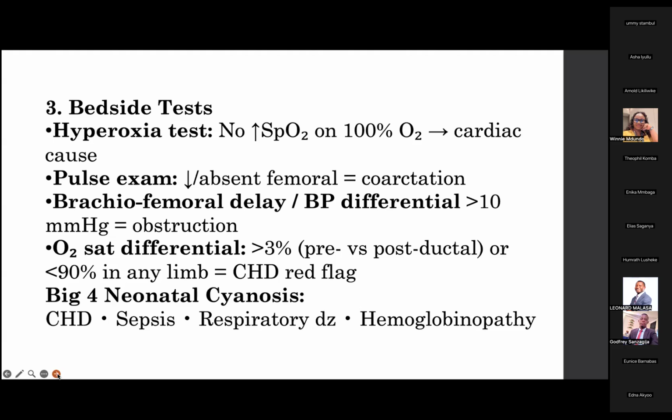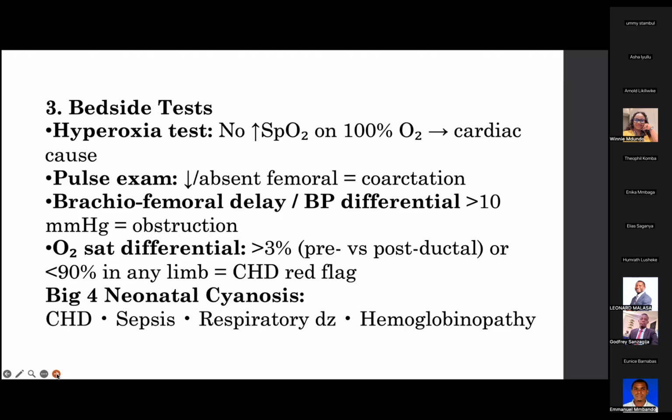If the oxygen saturation is staying 50 or 60% despite 100% oxygen, you have to be much more concerned about a cardiac lesion. Checking your pulses. If you don't have good femoral pulses, you have to worry about coarctation of the aorta. Also obstructive lesions, you may have a difference in the brachial and the femoral pulses.